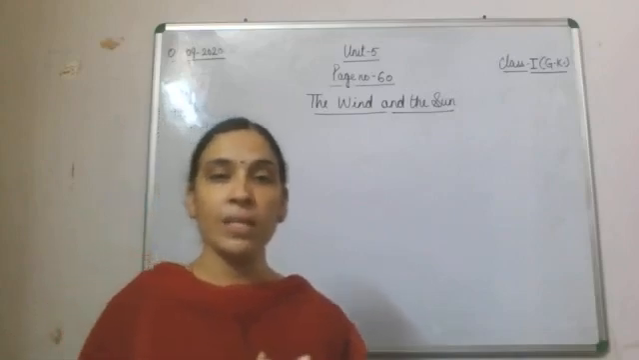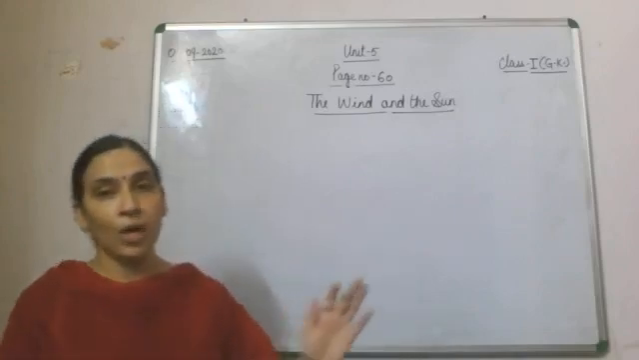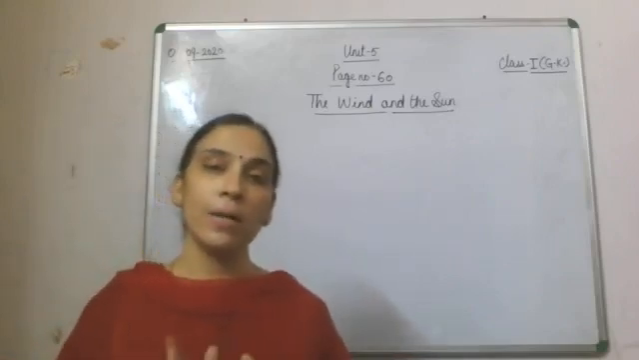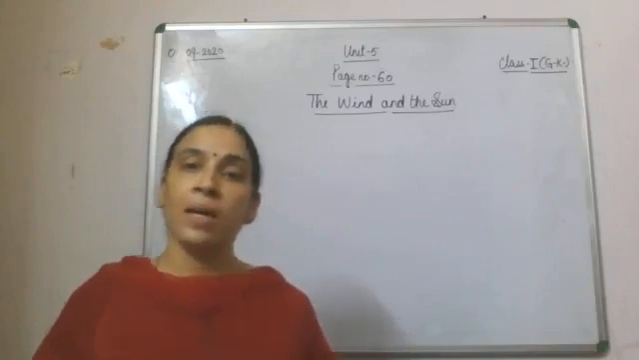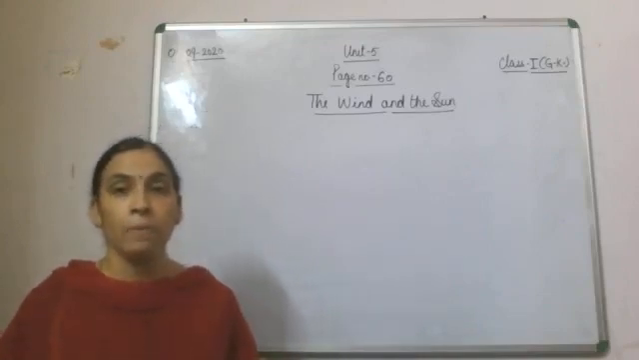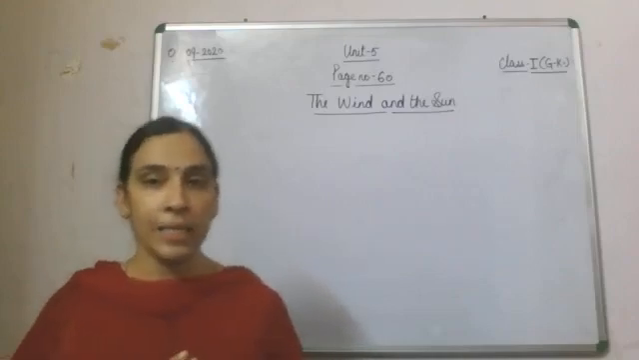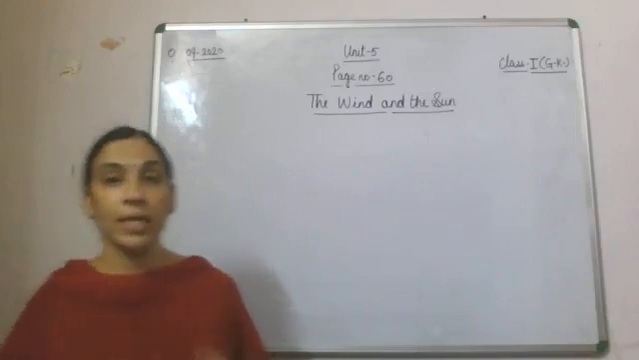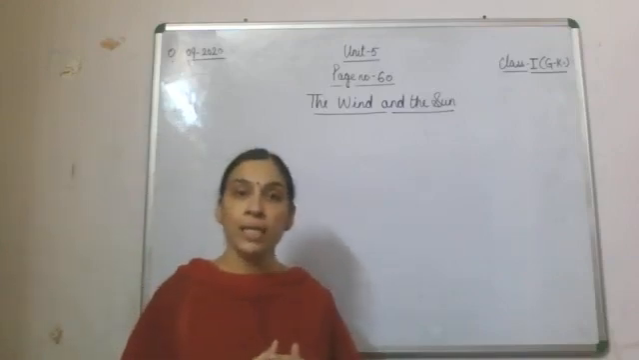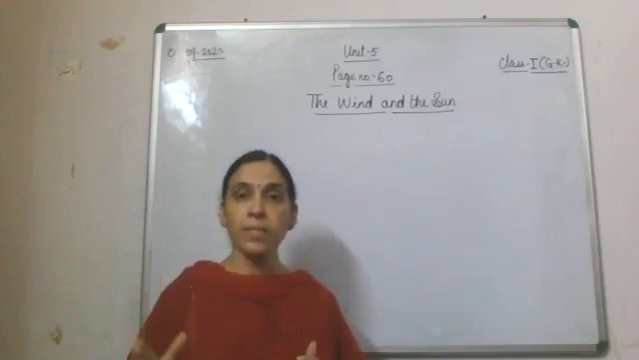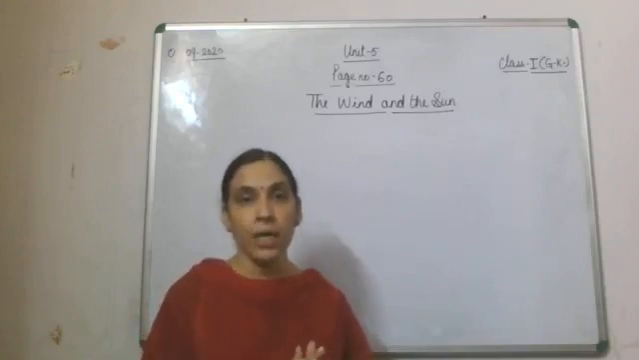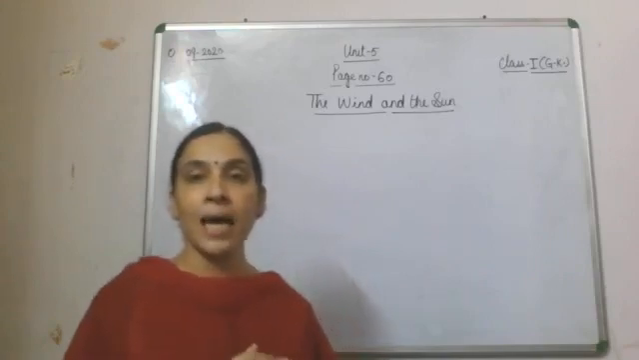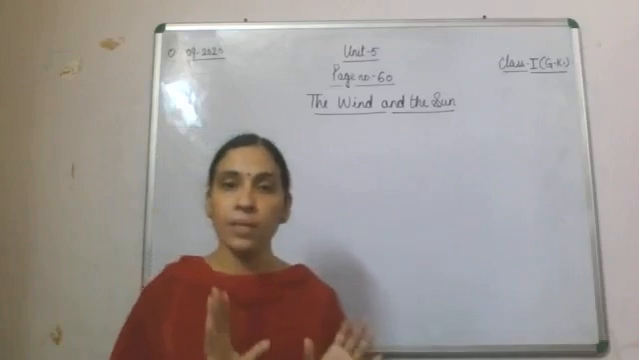Now this story about the wind and the sun, I'll quickly revise once again. What was the story? One day the wind and the sun decided to find out who was stronger. They started fighting, but they didn't find any way to decide who was stronger. So they decided that a man was passing by, and the one who took off his coat first would be the strongest.